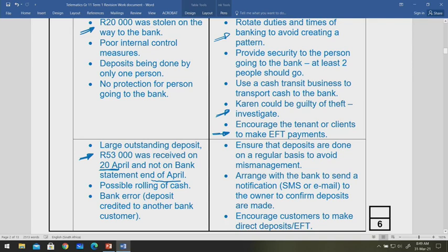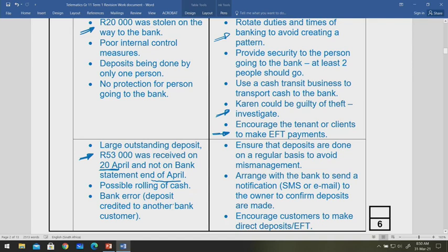So it's a large outstanding deposit, maybe a possible rolling of cash. Karen is using that money, the 53,000, for her own use. Maybe a friend needs money. She lent it to the friend, charged interest, and then after 2 weeks, she put the money in the business's bank account. So she did not steal it. She did not take it for herself, but she's using the business's money. So we talk about rolling of cash.